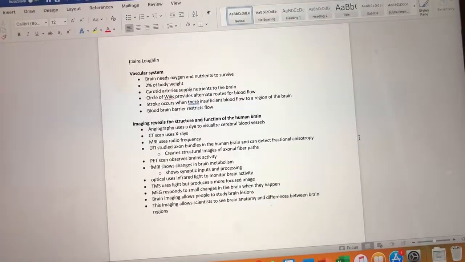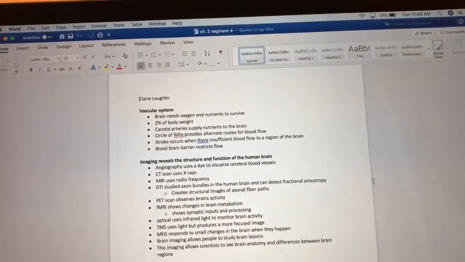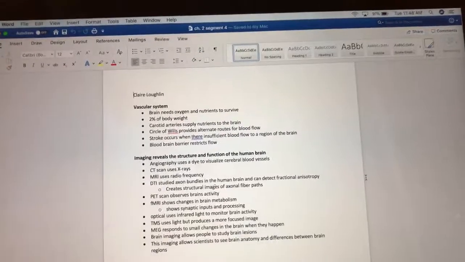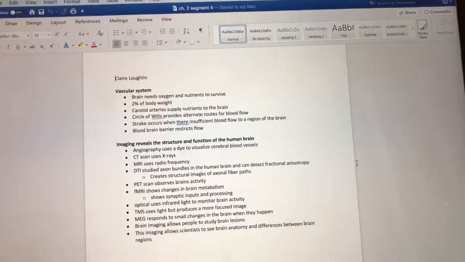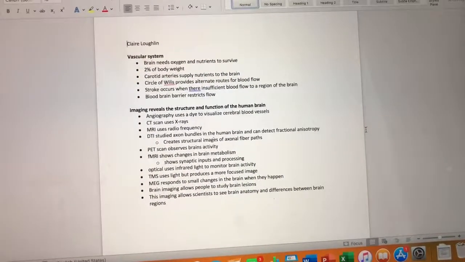And fMRI, which is functional magnetic resonance imaging, shows changes in the brain metabolism, and it focuses on oxygen use by regions in the brain, and it is changed by aging and also disease. And it shows synaptic inputs and processing as well.